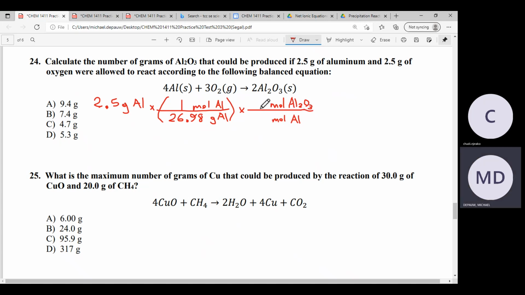Now, how many moles of aluminum oxide are going to be produced from how many moles of aluminum? What's the mole to mole ratio here? And where do I get it? What'd you say? 2 to 4. Yep. So 2 moles of aluminum oxide are produced from 4 moles of aluminum. Those are the coefficients of the balanced equation. They tell me what my mole ratio is. Okay, so now that I've got that, what's going to be the unit that comes on the bottom of the next conversion factor?